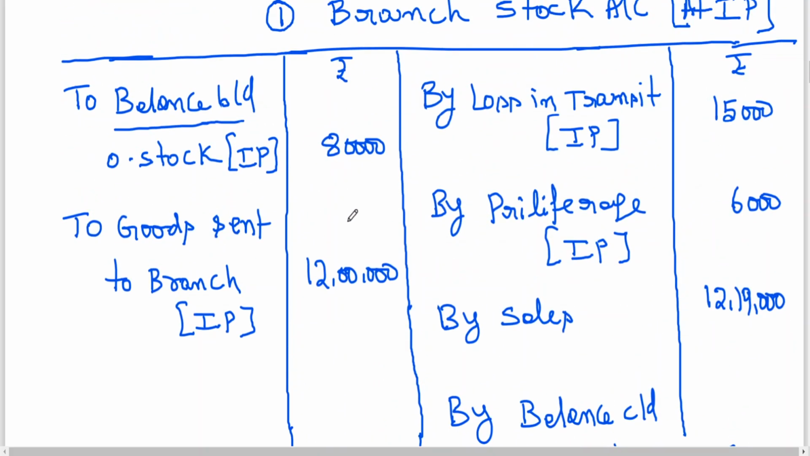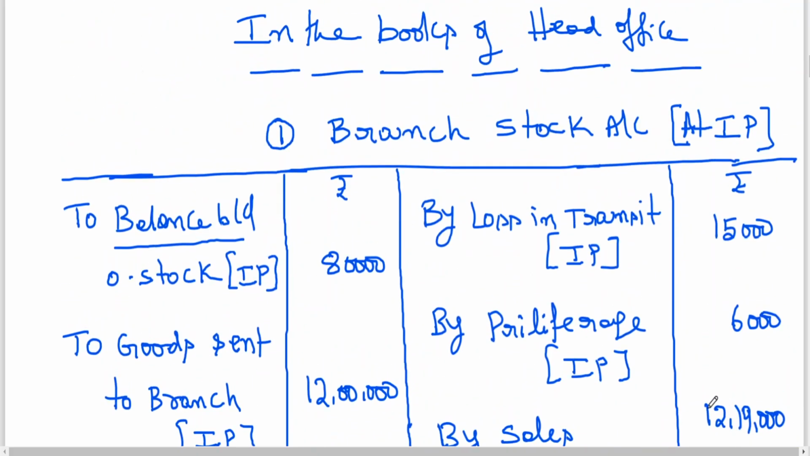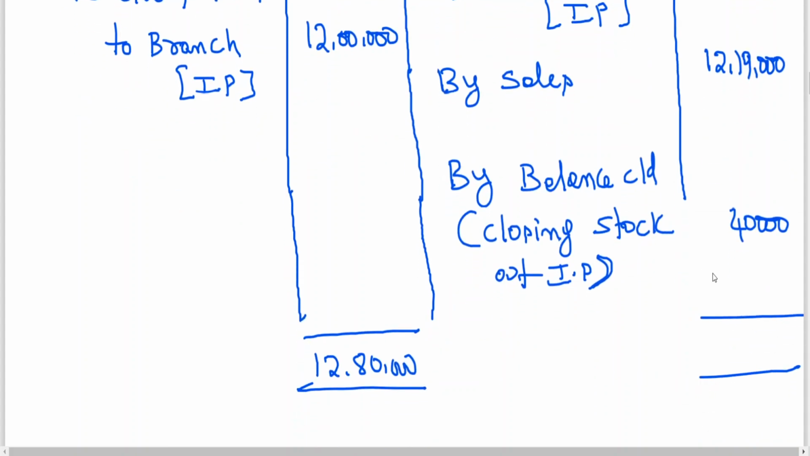So it has to be equal. When everything has been taken, it has to be equal. 12 lakhs 80,000. So 12 lakh 19 plus 40. Let me count 15 plus 6, how much? 21,000 plus 12 lakh 19,000 plus 40,000. It is coming to 12 lakhs 80,000. That means the branch stock account won't be giving you profit or loss.